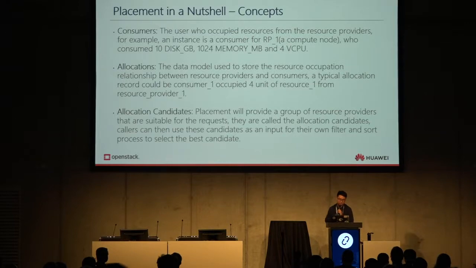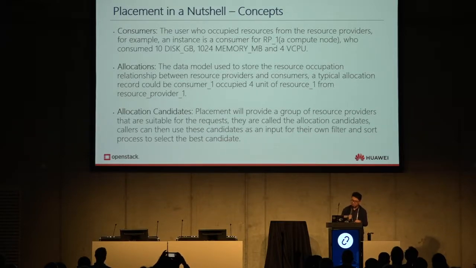And moving on, it's the consumer. It's the user who occupies resources from the resource providers. For example, an instance is a consumer of resource provider one, and it consumes 10 disk GB, 1024 memory MB, and 4 CPUs. And another one is the allocation. It's the model that we use to store the resource occupation relationship between the resource providers and consumers. A typical allocation record will be like: consumer one occupied 4 units of resource one from resource provider one.